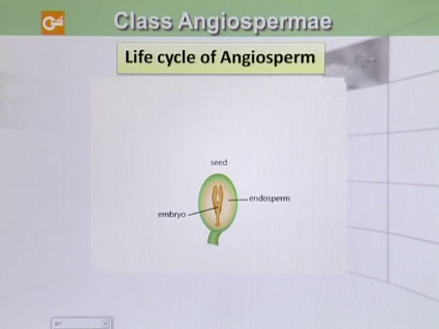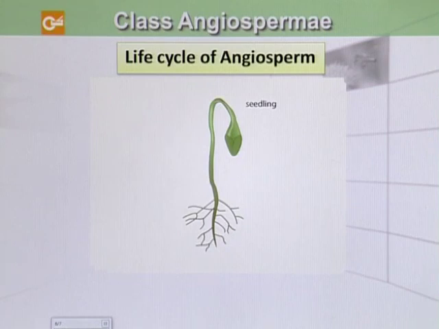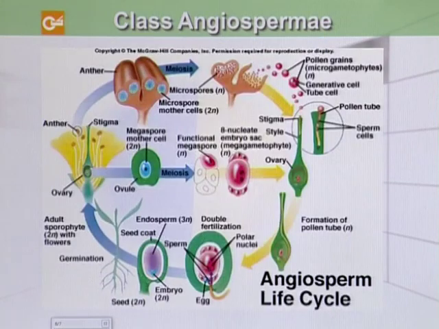Seed actually is a fertilized ovule, as we discussed earlier. It has the embryo and endosperm tissue, which is the result of double fertilization, and it is providing food to the developing embryo. And on favorable conditions, it germinates to form a seedling.